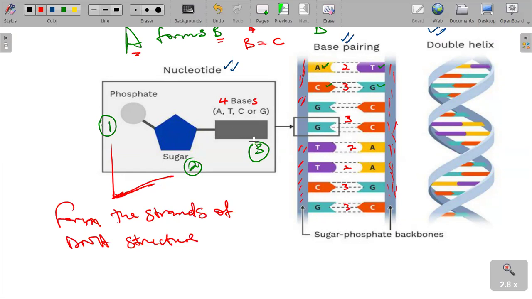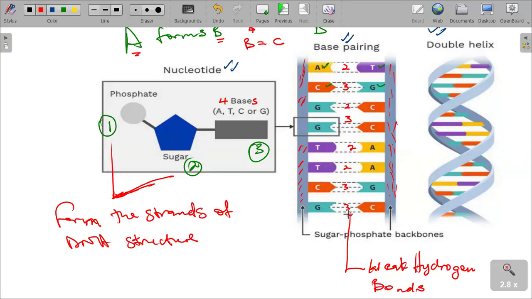So what I'm saying is that those dots at the center, which I'm putting numbers on, these are called the weak hydrogen bonds. The weak hydrogen bonds that we talked about, these are the weak hydrogen bonds.